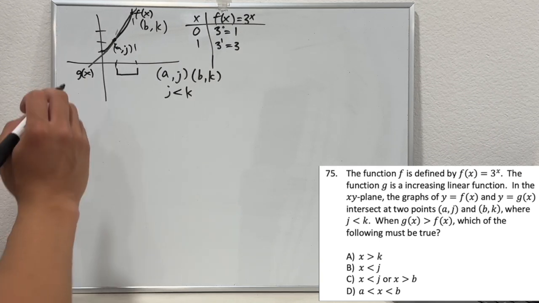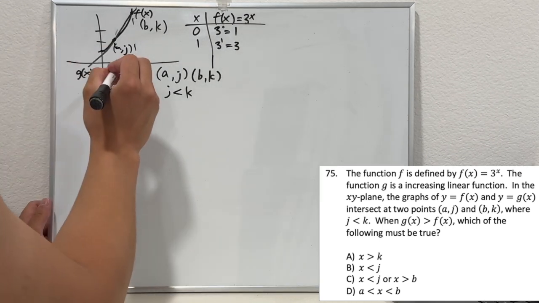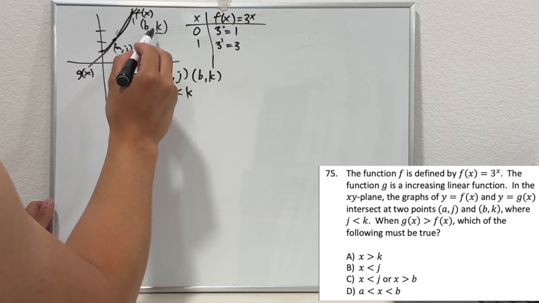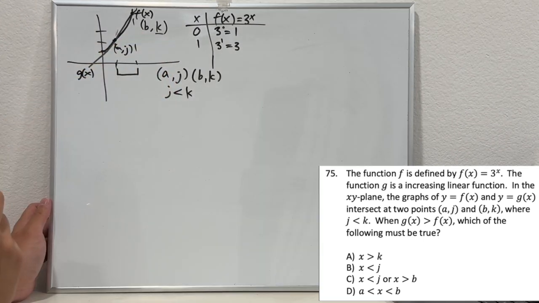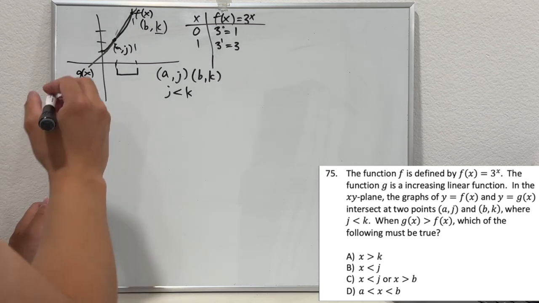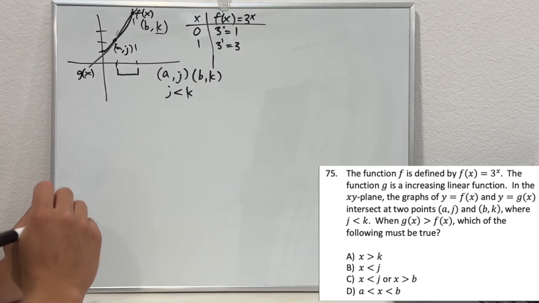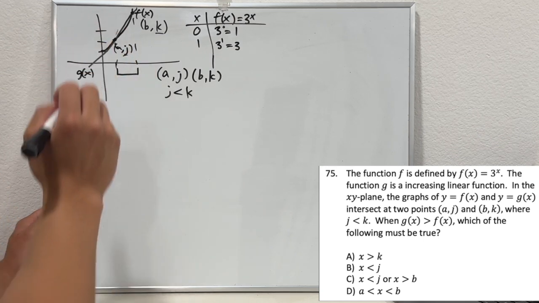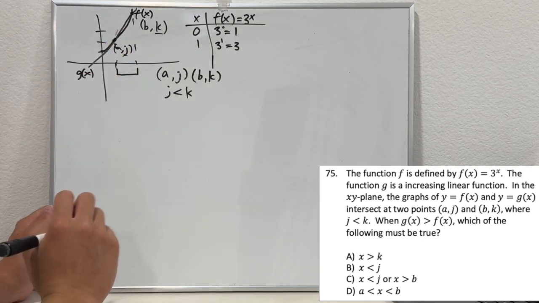Now, could the answer be answer choice A? x has to be greater than k. And now we're relating x with k, which is a y coordinate. So that would not make any sense, so that would not be the answer. Now, would x be less than j? Again, j is a y coordinate, and it just doesn't make much sense to relate x and y coordinates.